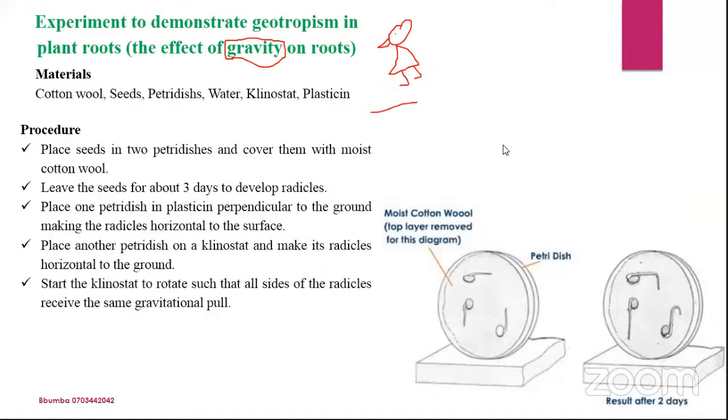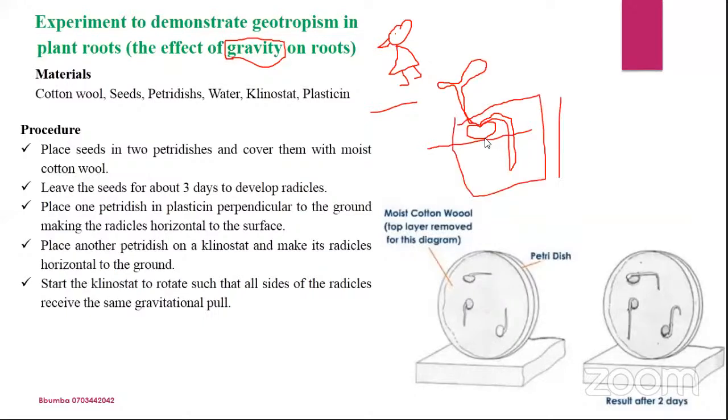Have you ever asked yourself, why is it that when you plant something, I'm assuming this is the bean seed, even if you plant this bean seed when it is lying like this, the root will normally go down and the shoot will grow upward, in most cases? So why is that so? This experiment is trying to explain why the roots actually grow downward. Why is it that the roots grow downward and not upward?